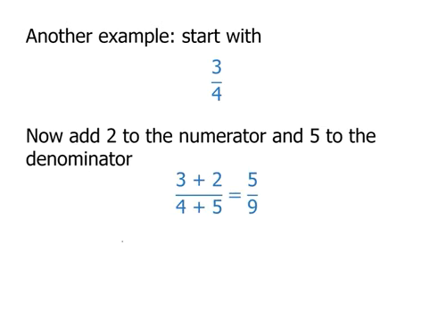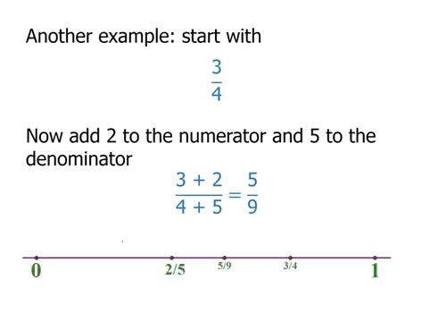Well, now we're going to move closer to 2 fifths, but because we're starting out larger than 2 fifths, moving closer to it will make it smaller. And so we actually move down. We move to the left from 3 fourths to 5 ninths. So 5 ninths is smaller than 3 fourths.